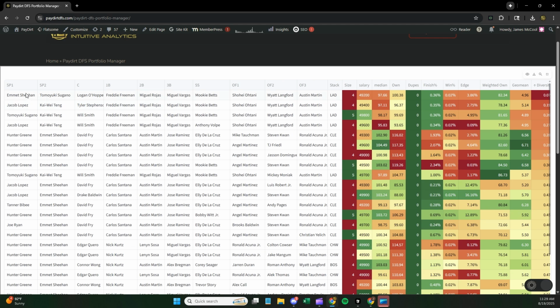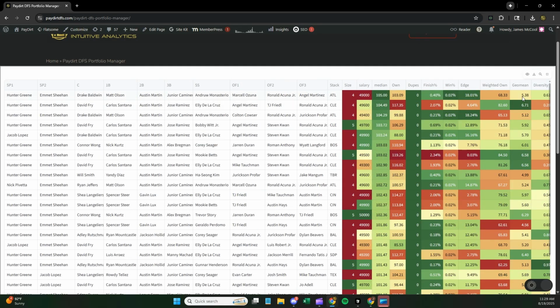And then you end up with this one: Sheehan, Strigano, Freeman, Rojas, Vargas, Betts, Ohtani, and Austin Martin. This one is a positive edge. Finish rate is fine. Ownership is up there, but not terrible, right? Like this one looks pretty good. And then you could even look for, if you wanted to find like this one. Well, this one's really, really weird. I probably wouldn't play this one, but this one looks good. And that's what I mean by sorting by diversity.